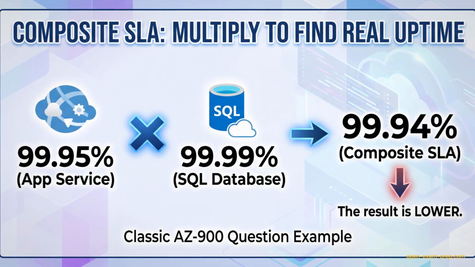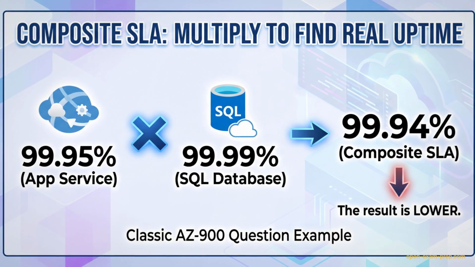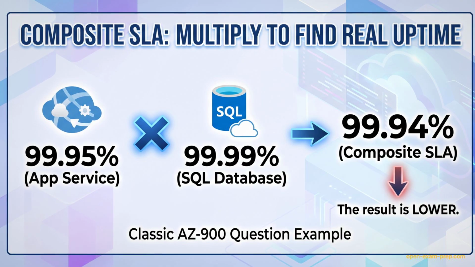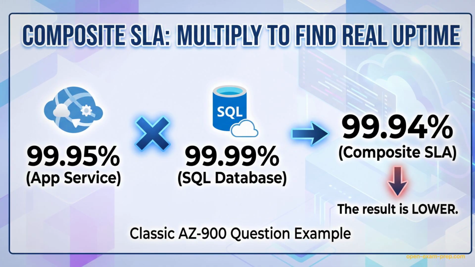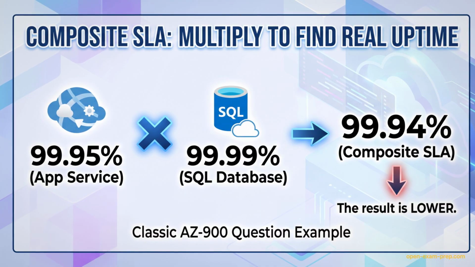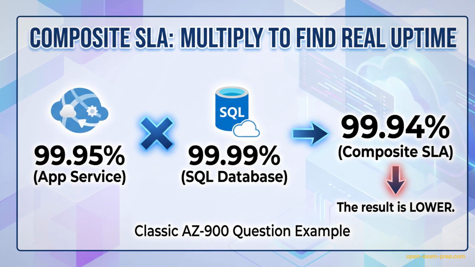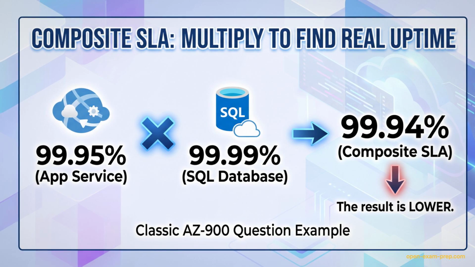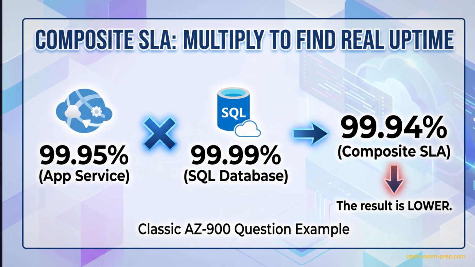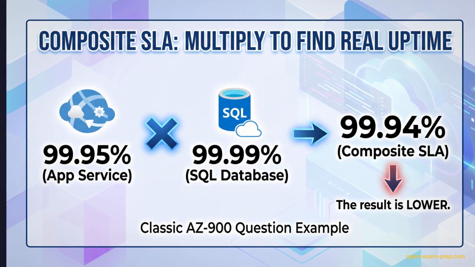Here's a tip many guides miss: composite SLA math. You will likely see a question asking for the combined uptime of an app using multiple services. Remember this simple rule. When services depend on each other, you multiply their individual SLAs. For example, an app service at 99.95% uptime connected to a database at 99.99% uptime results in a composite SLA of 99.94%. The total uptime is always lower than the lowest individual component. Mastering this small detail can easily score you an extra point.